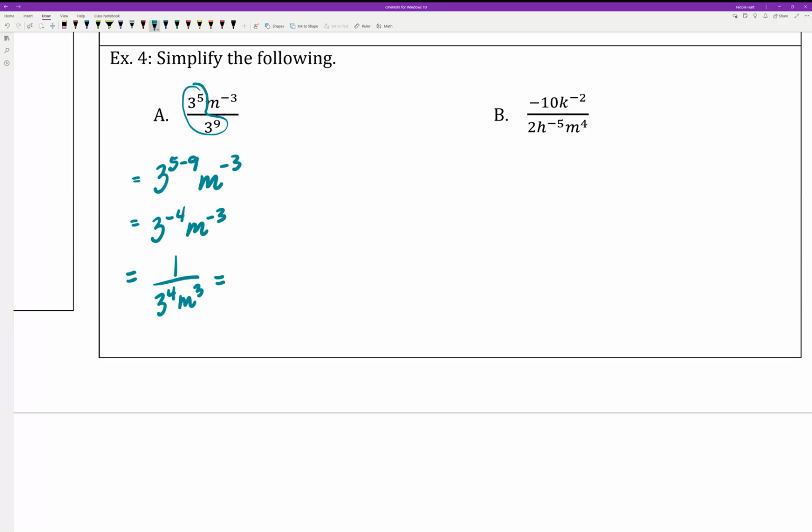You could also go ahead and simplify the 3 to the power of 4. You can use a calculator doing that. Remember, if there's no letters, you can always type the number and the exponent into the calculator to get the final answer. 3 to the power of 4 is 81. And then m to the power of 3. So either of these work as a final answer for me.